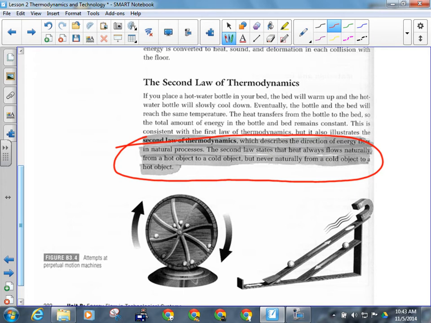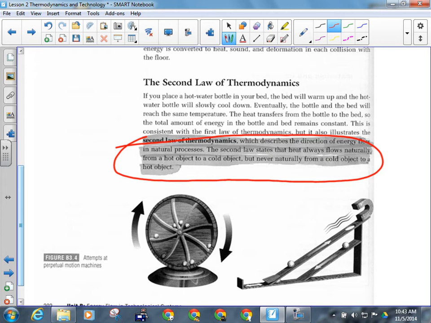If you place a hot water bottle in your bed, don't roll over on it. That should be obvious. It'll warm up the bed because it's hotter than the bed. You're using the second law of thermodynamics. When you stand next to a fire and warm up, you're using the second law of thermodynamics. The fire is hotter than you are. The heat is moving from the hot area to the cooler area.